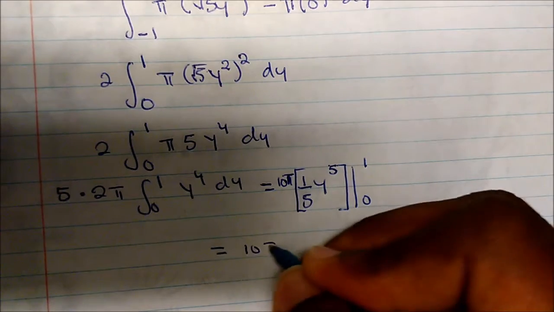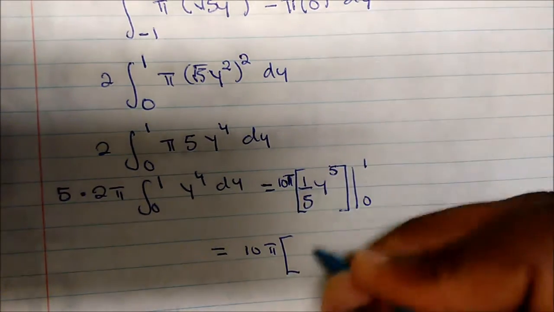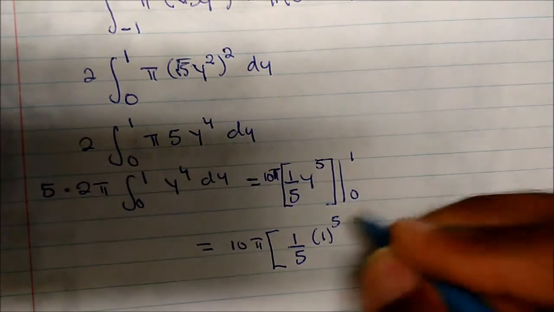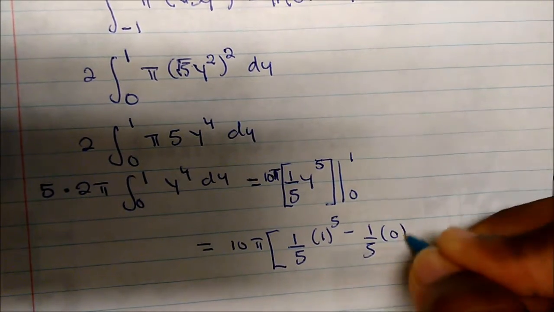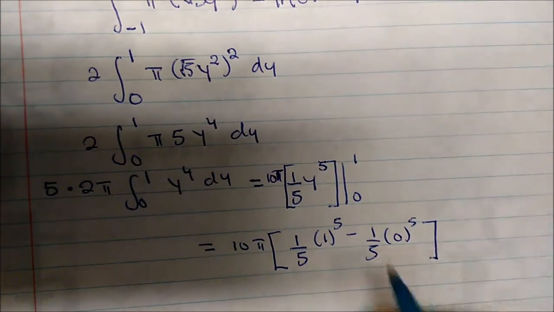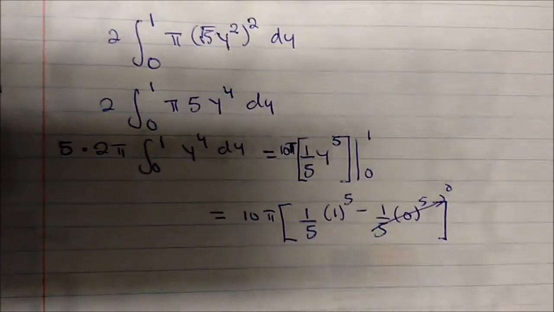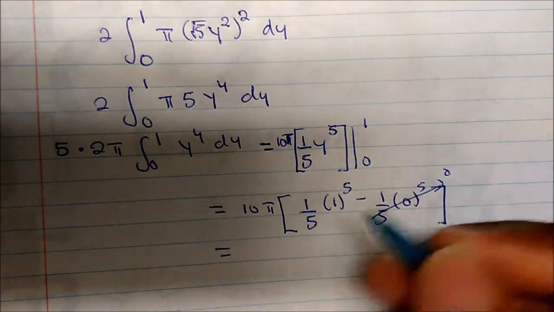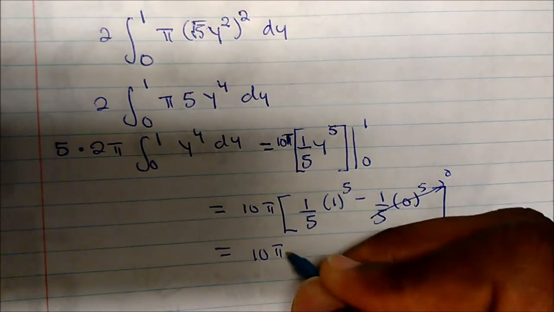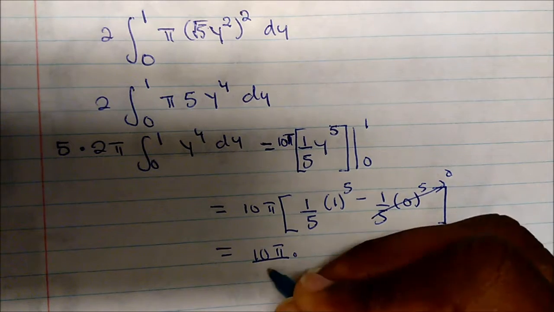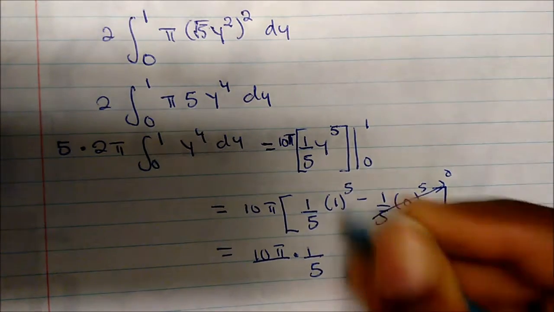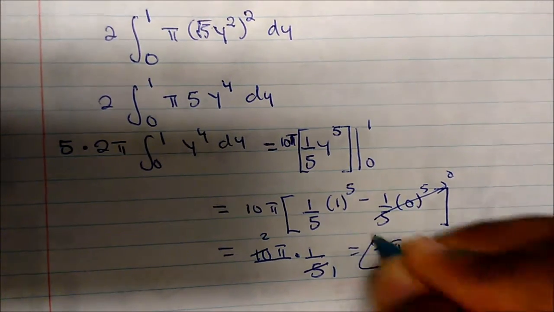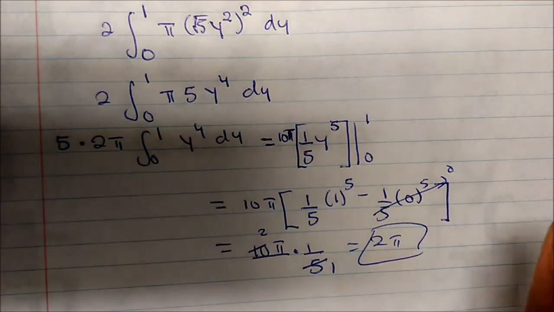So this becomes 10 pi. I'm going to keep that outside, and I'm going to plug in my upper limits. There's just (1/5)(1)^5 minus (1/5)(0)^5. We know this is 0, and we know 1 to the 5th is just 1. Well, that's just 10 pi multiplied by 1/5, and we can simplify and say this is actually 2 pi. So the volume in this case would be 2 pi.